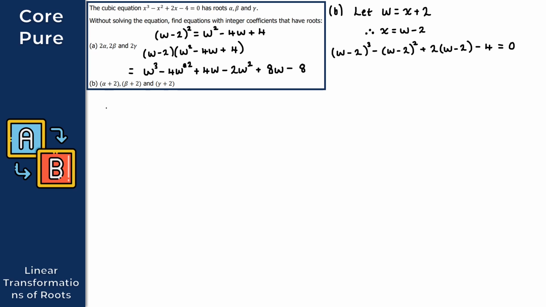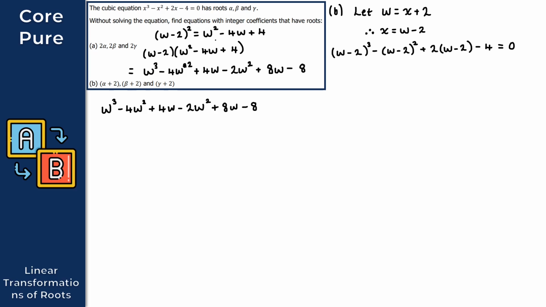So let's just write this down. We get w cubed minus 4w squared plus 4w minus 2w squared. We then have 8w. And then finally here, minus 8. Okay, so that's this first part complete.